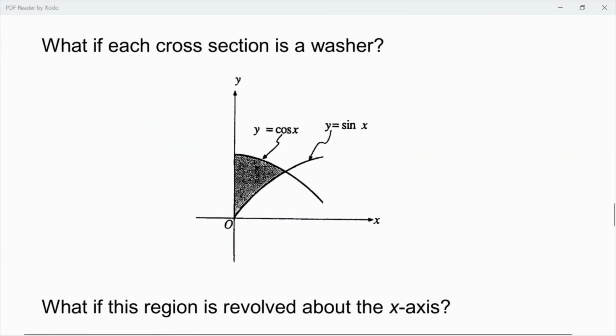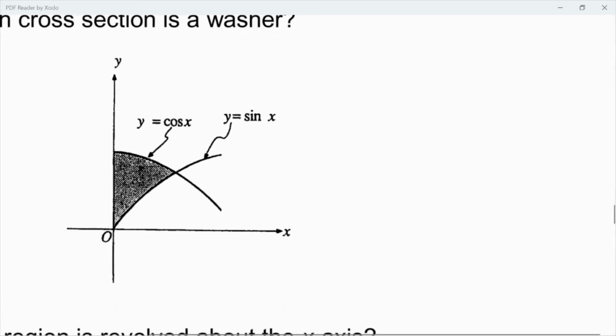Okay, so back to this problem. What if each cross-section is a washer? So we've got this region, the same region we looked at earlier. It's the region between the sine graph and the cosine graph between 0 and pi over 4. And what we're trying to do here is find the volume if this is revolved about the x-axis. So let's start with a diagram here.